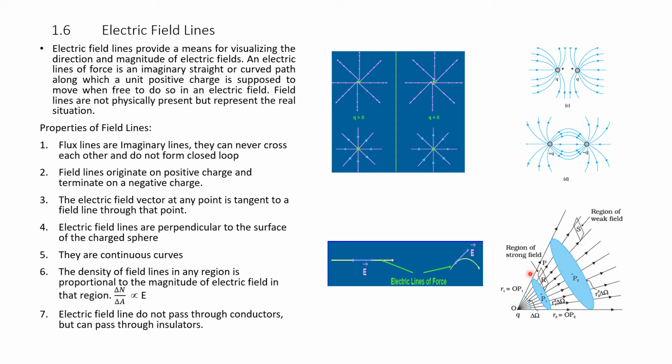Field lines are continuous curves. The density of field lines in any region is proportional to the magnitude of the electric field in that region. That is, the number of field lines per unit area is proportional to the field strength. So if the field is strong, the number of lines will be more, and if the field is weak, the number of lines per unit area will be less. Electric field lines do not pass through conductors but can pass through insulators.